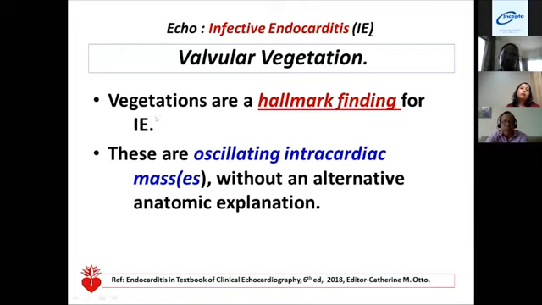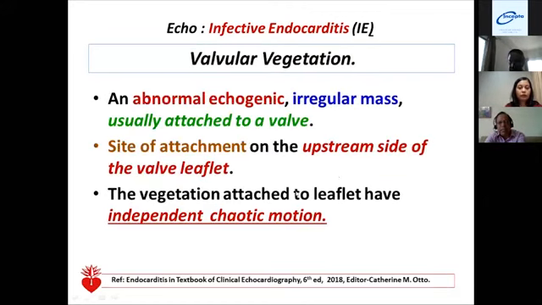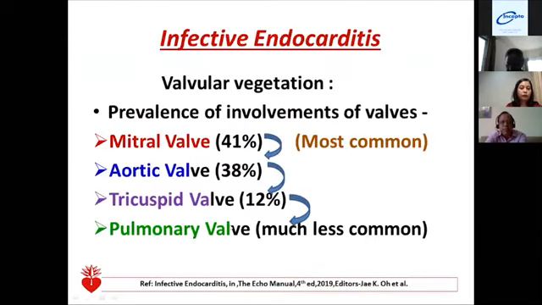What is this? Vegetations are the hallmark finding of infective endocarditis. These are oscillating intracardiac masses, without an alternative anatomic explanation. How does it look? This is the morphological description: an abnormal echogenic irregular mass, usually attached to a valve. The site of attachment is on the upstream side of the valve leaflets, and the vegetation attached to the valve has independent chaotic motion. So these are the prevalence of valve involvement.